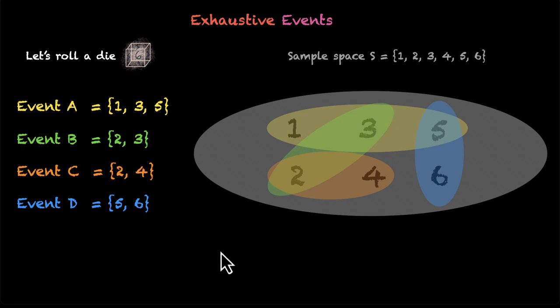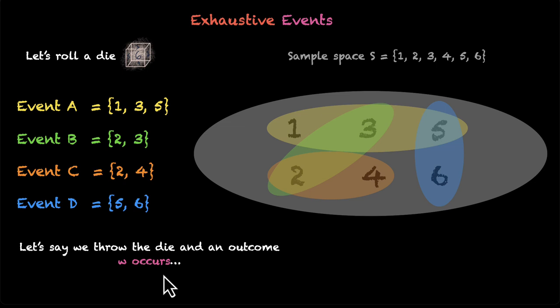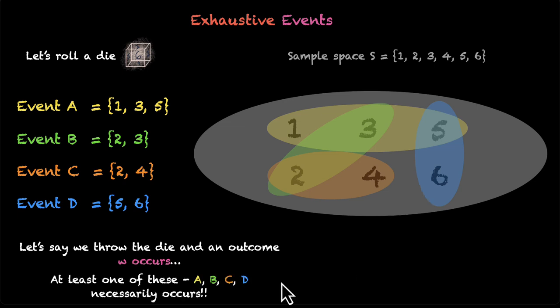So now let's do something interesting. Let's do an experiment. Let's throw a die. Well, what can we say about this outcome? It could be anything from 1, 2, 3, 4, 5, and 6. It can never be outside the sample space. But as we can see, all 4 of these events have together covered the entire sample space. Some event is covering some number, and together they're covering all the numbers. So can we say that whenever we throw the die, at least one of them will necessarily occur?